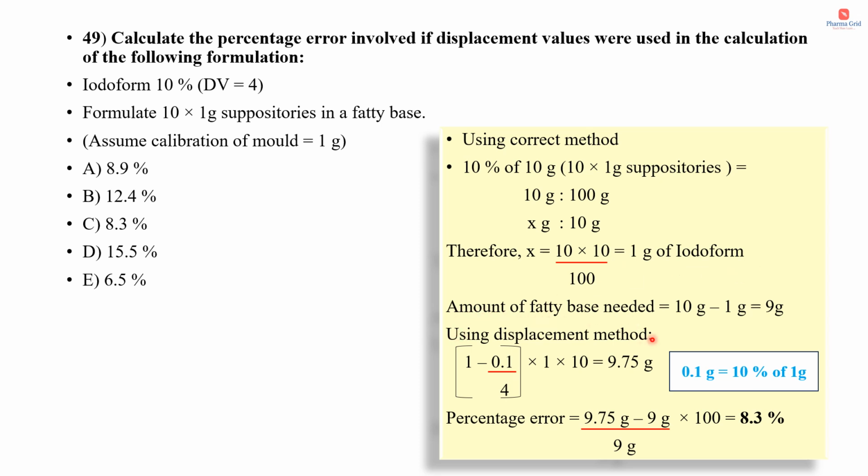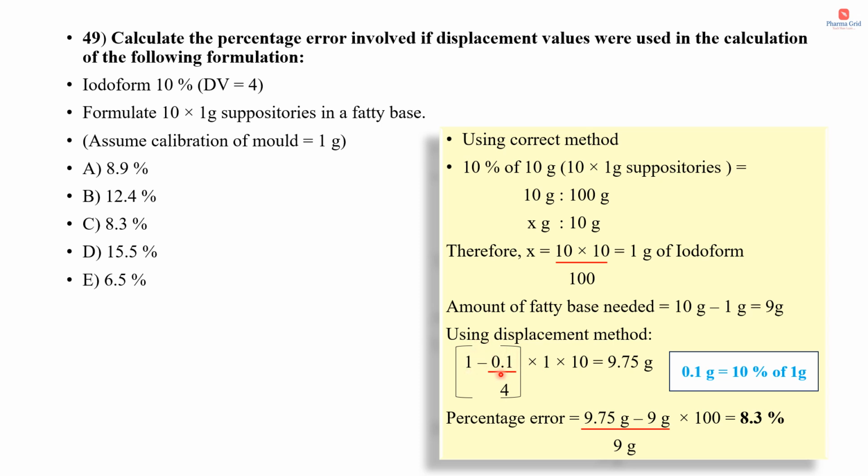So how will we calculate the amount of fatty base needed? Amount of base will be equal to total weight of the suppository, which is 10 gram minus 1 gram. 1 gram is the weight of iodoform. So 10 minus 1 is equal to 9 gram. So 9 gram is the amount of fatty base needed, which we have calculated using the correct method. Next, using the displacement method. So 1 is the mold calibration, then 0.1. As in the previous question, how will we calculate the 0.1?